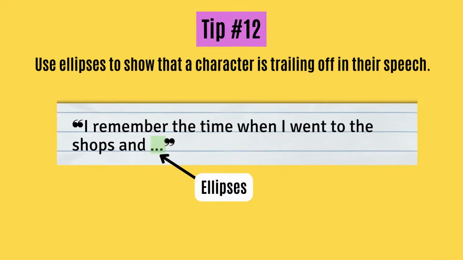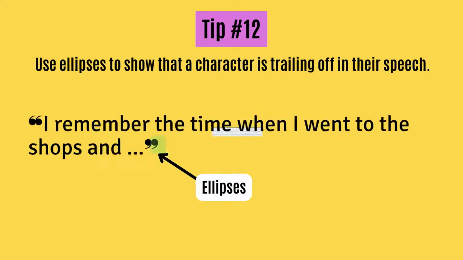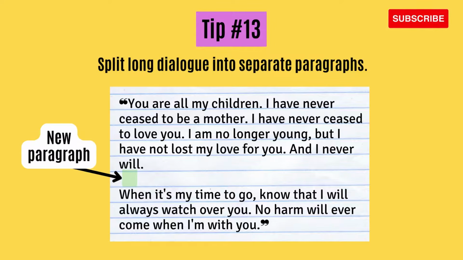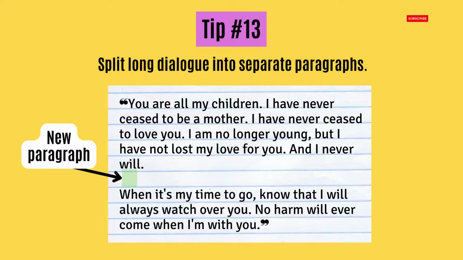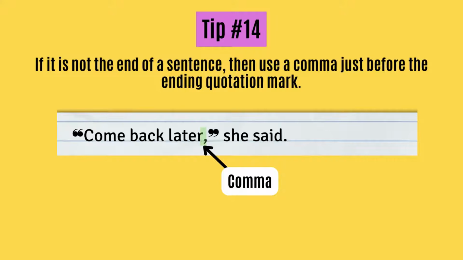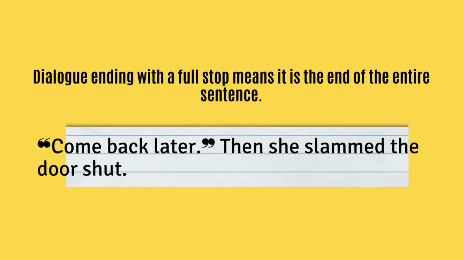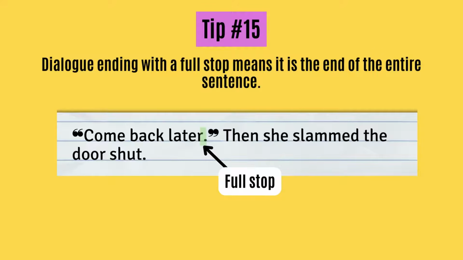Tip 12. Use ellipses to show that a character is trailing off in their speech or going on and on about something long. Tip 13. Split long dialogue into separate paragraphs, such as a long speech given by a character in your story. Tip 14. If it is not the end of a sentence, then use a comma just before the ending quotation mark. Tip 15. Dialogue ending with a full stop means it is the end of the entire sentence.